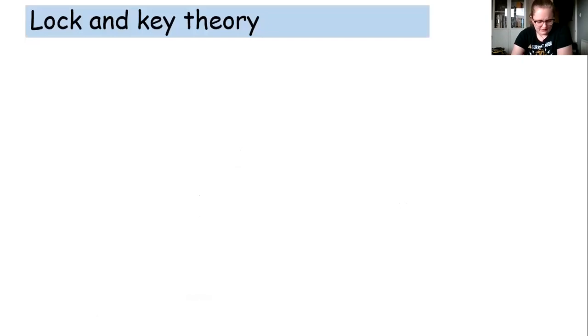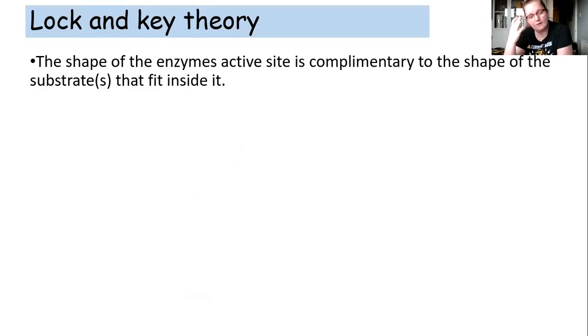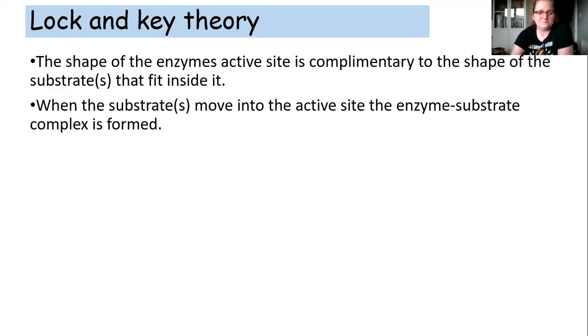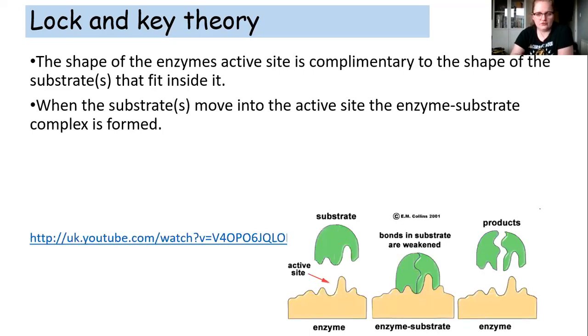So lock and key theory. There's two models of enzyme action and how enzymes work at A level. We have the original lock and key theory, which is what is covered at GCSE, and then we have another theory. So we'll look at lock and key, we'll reintroduce that again. The idea behind lock and key theory is that the shape of our enzyme's active site is complementary to the shape of the substrate or substrates, if it's joining more than one together, that fit inside it. So when the substrate moves into the active site, the enzyme substrate complex is formed.